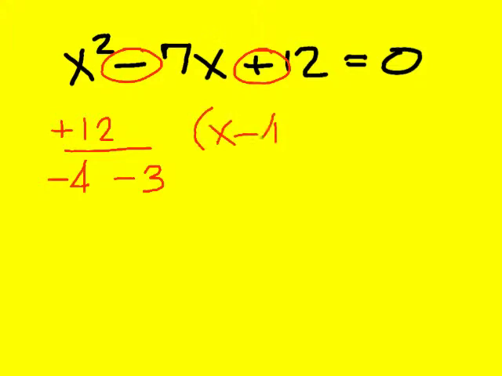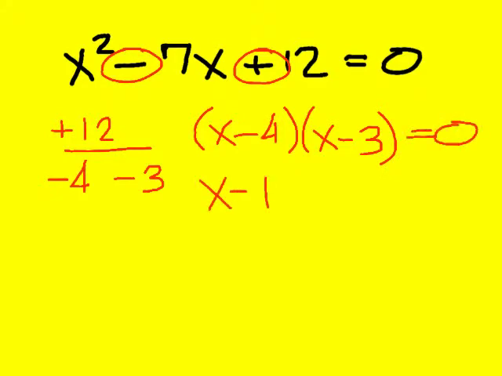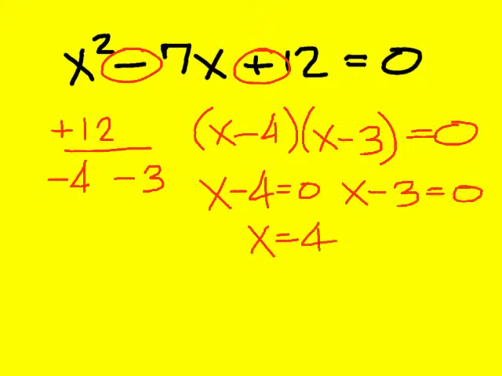And then after that point, you still do the same thing that we did yesterday, and that is to solve each of them after you set them equal to 0. So once you move minus 4 to the right, you get a positive 4, and then minus 3 to the right, you get a positive 3.